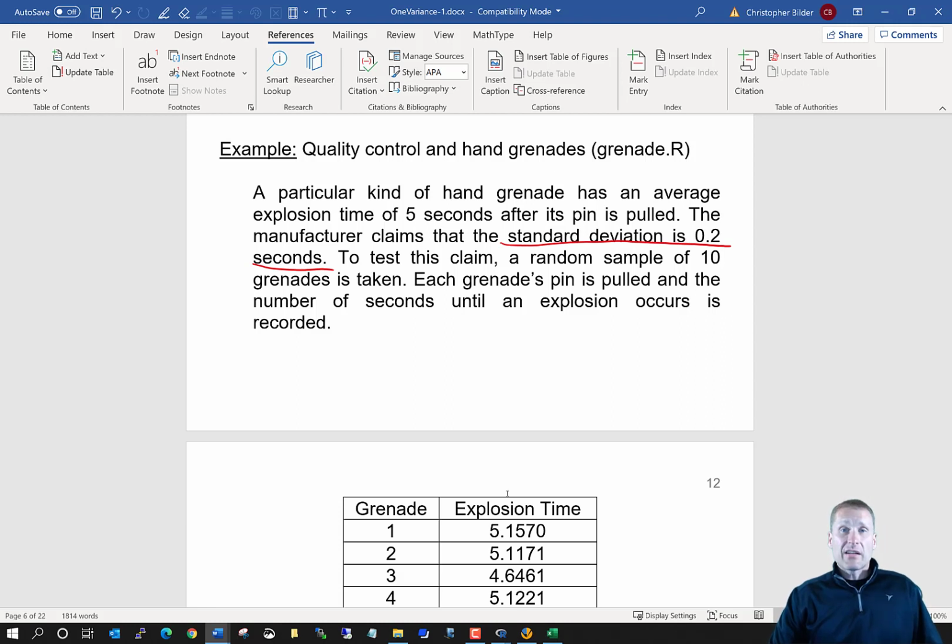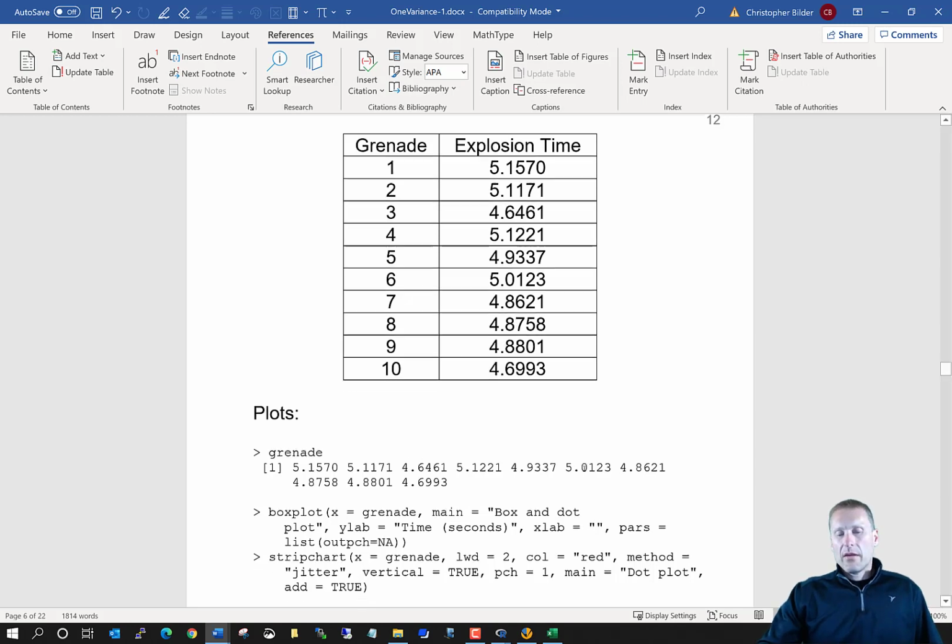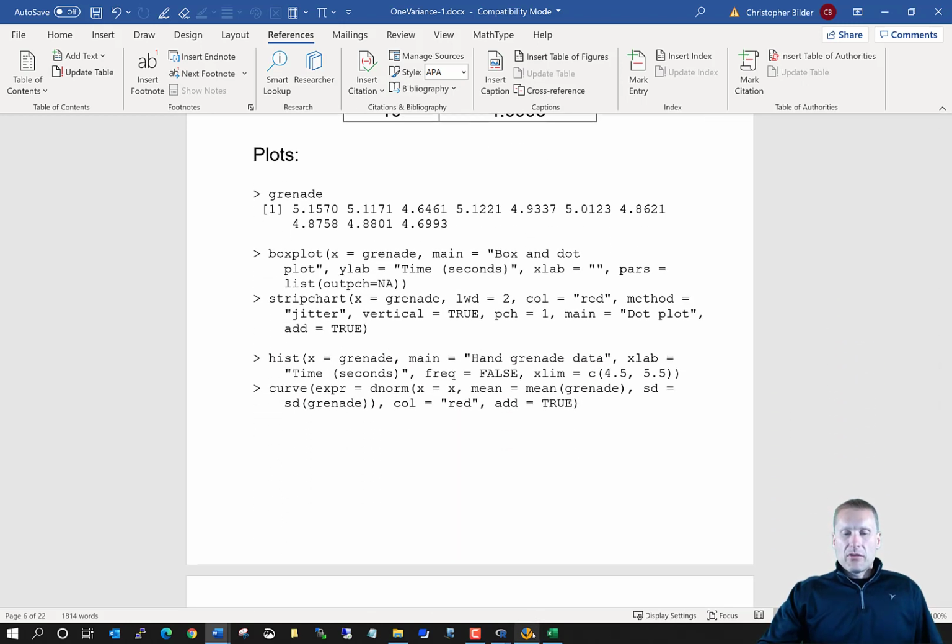So let's test that claim. Take a random sample of 10 grenades. Each grenade's pin is pulled in a safe manner, and the number of seconds until an explosion occurs is recorded. So for the first grenade, it took 5.157 seconds. For the last grenade, it took 4.699 seconds. Okay, so let's take a look at some plots.